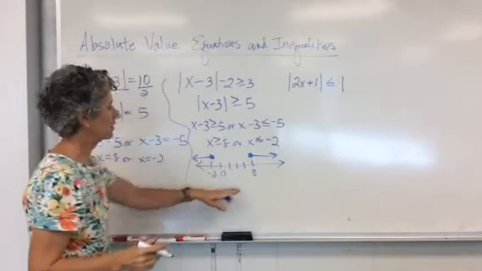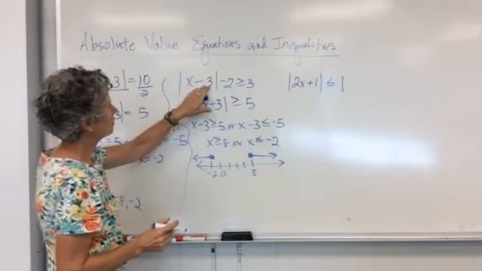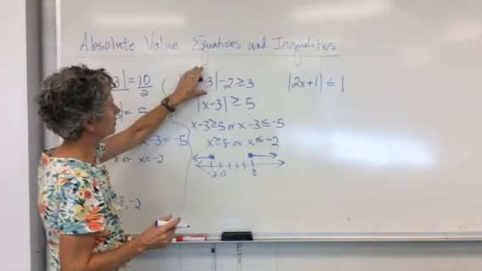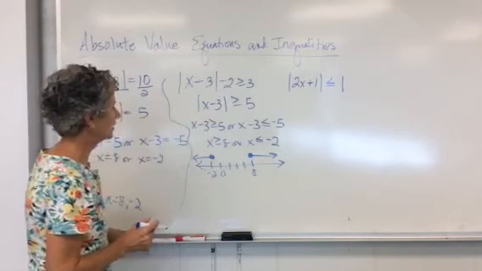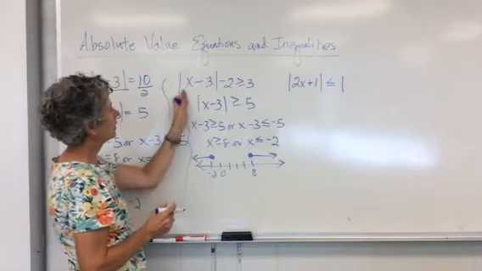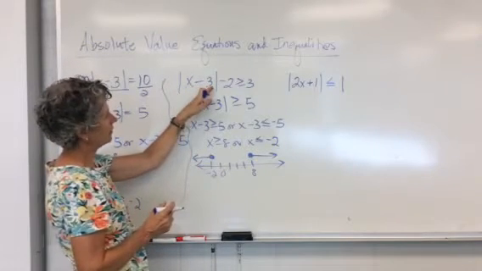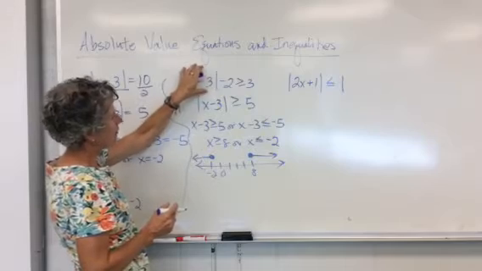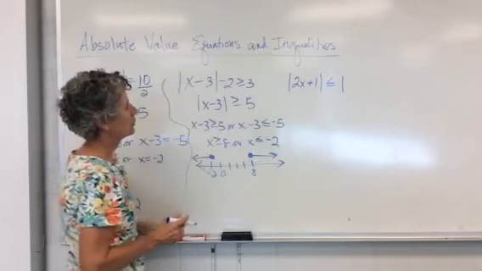So any of those numbers in here, like 10. 10 minus 3 is 7. The absolute value is 7. 7 minus 2 is greater than 3. A number like negative 4. Negative 4 minus 3 is negative 7. Again, the absolute value is 7. 7 minus 2 is 5, which is greater than 3.